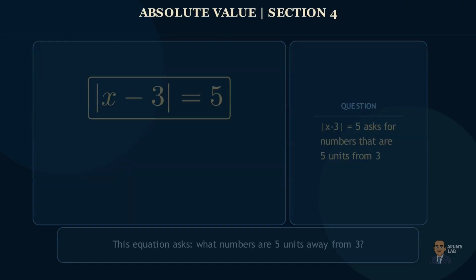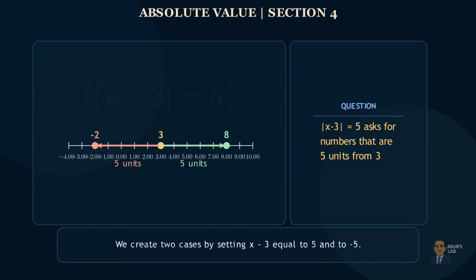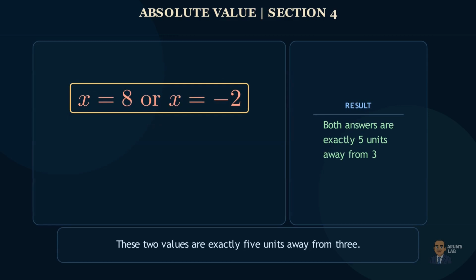Now let's introduce a slightly harder example. The absolute value of x minus 3 is equal to 5. This equation asks what numbers are 5 units away from 3. So case 1, x minus 3 is equal to 5, so x is equal to 8. Case 2, x minus 3 is equal to minus 5, so x is equal to minus 2. So the final solutions are x equal to 8 and x equal to minus 2. These two values are exactly 5 units away from 3.